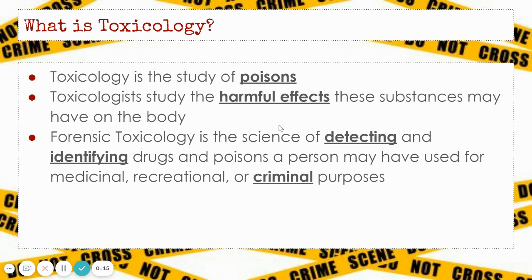Toxicology is the study of poisons as well as drugs, any sort of chemical substance that can be found in someone's body. Toxicologists study the harmful effects that these substances may have on the body. Forensic toxicology is the science of detecting and identifying drugs and poisons a person may have used for medicinal, recreational, or criminal purposes. So in forensic toxicology, they're trying to determine: did they accidentally overdose? Did they purposefully take a large amount of a drug or poison? Or was it something nefarious, right? Did someone try to poison them?